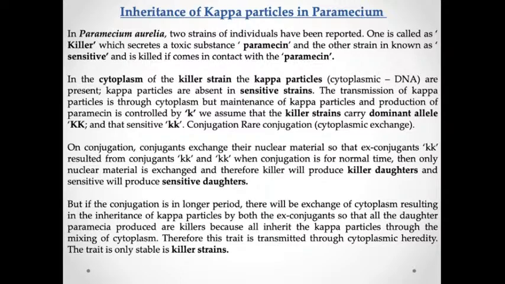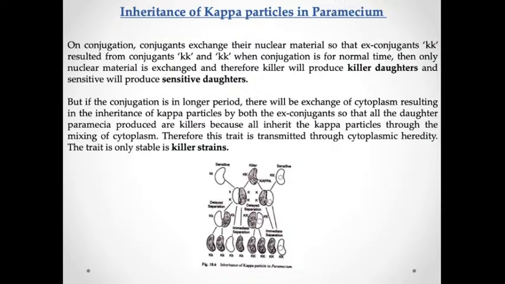So let's see conjugations. Here you can see there is a sensitive, small k, and there is a killer, capital K, with the kappa materials present inside this. A cross is done between these two. With the cross you can see small k, capital K, capital K, capital K. Then when the cross is done, you have delayed separation. Separation is delayed, so you have small k, capital K, capital K, capital K, capital K.